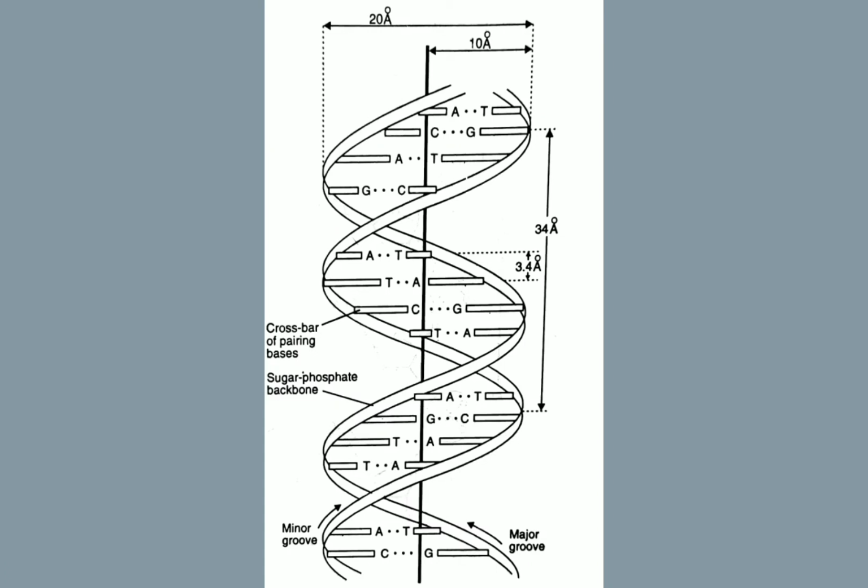Number 4, the two chains are coiled in a right-handed fashion and the pitch of the helix is 3.4 nm or 34 angstrom. There are 10 base pairs in each turn, and the distance between two base pairs is 0.34 nm, or you can say 3.4 angstrom. The plane of one base pair stacks over the other, which confers more stability.